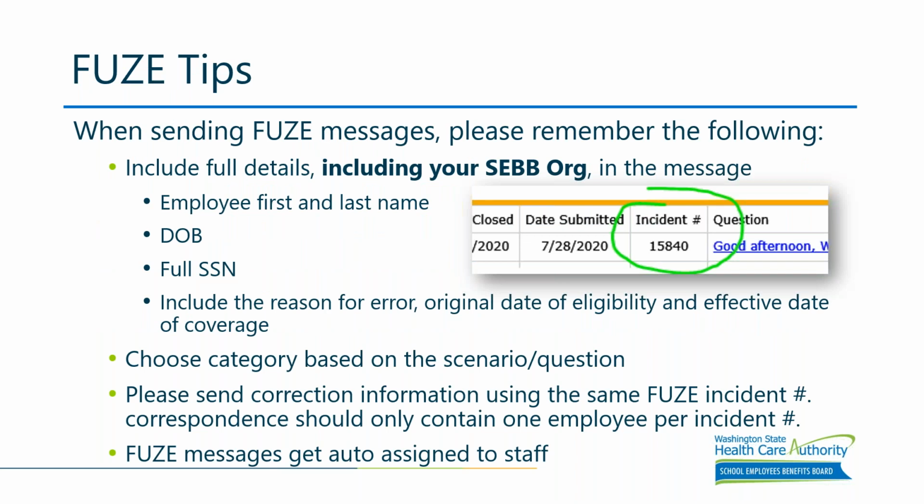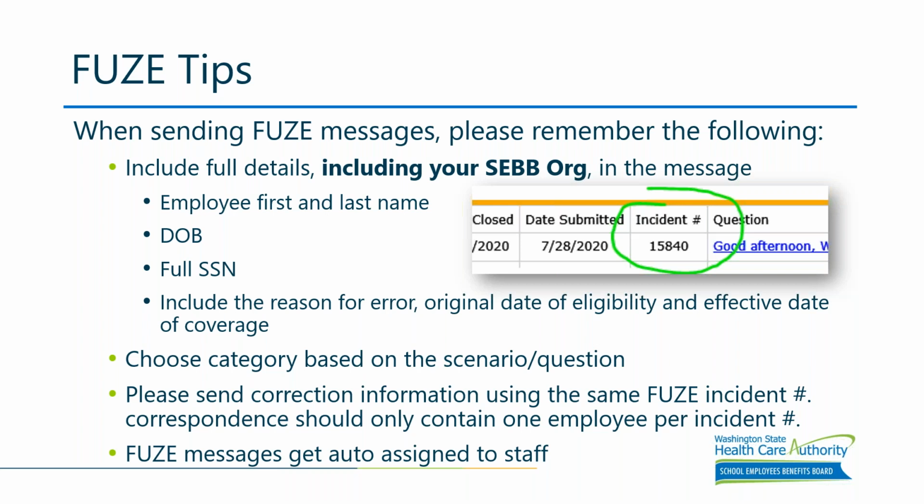A Fuse tip, again, we ask that you include the employee's first name, last name, and their date of birth, their full social security number, and include the reason of the error. Give us as much information as possible so we don't have to go back and forth. What's the purpose? When's the date of eligibility? When is the effective date? So give us all that information up front. Choose the category based on the question or scenario, and then please send correction information using the same Fuse incident number. Correspondence should only contain one employee per incident.